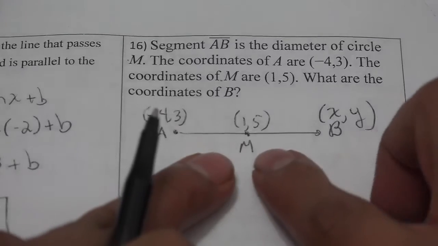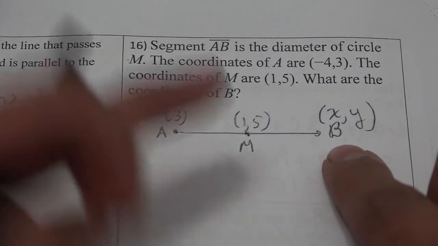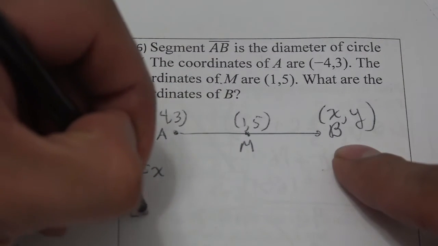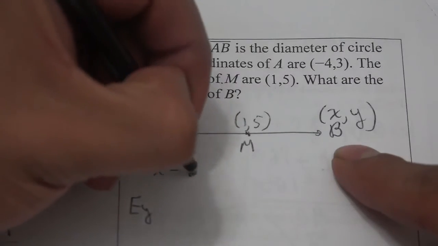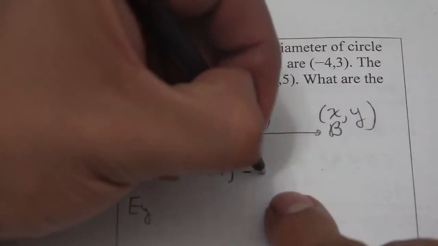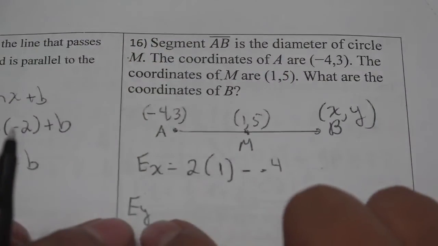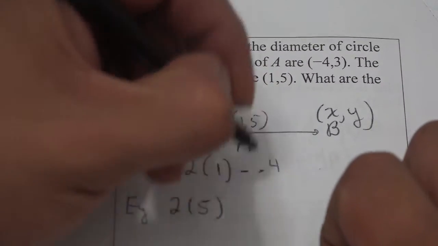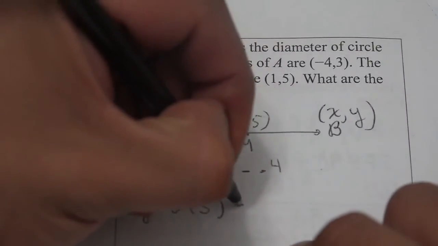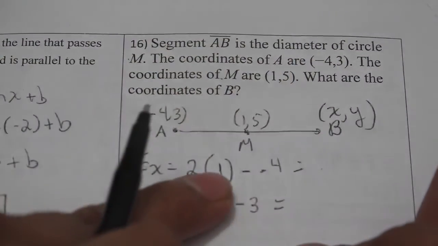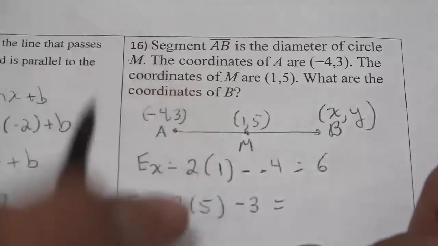Basically, they don't want me to find the midpoint, they want me to find an endpoint. So I use the formula for the endpoint. I'm going to find the endpoint of x, and then the endpoint of y. To find the endpoint, I multiply the midpoint of x times 2, and subtract the other x. To find the endpoint of y, I multiply the midpoint of y by 2, and I subtract the y component. And now I do the math. 2 times 1 is 2, plus 4, 6. 2 times 5 is 10, minus 3, 7.